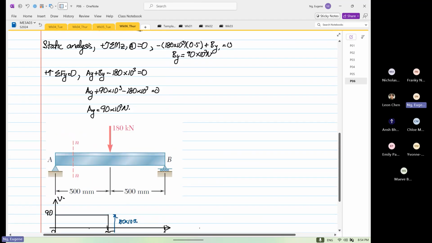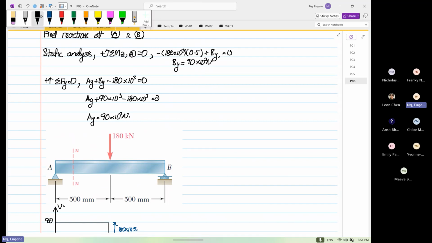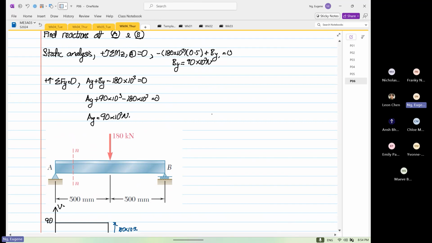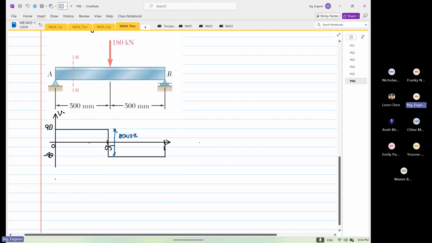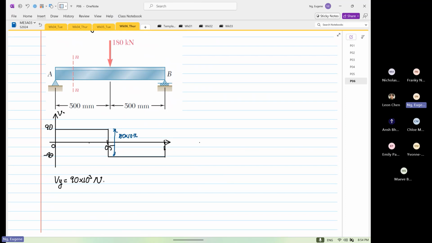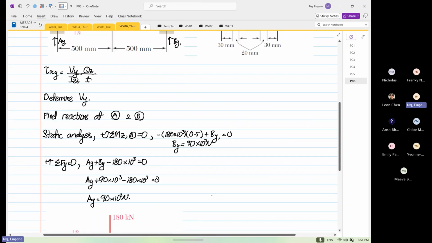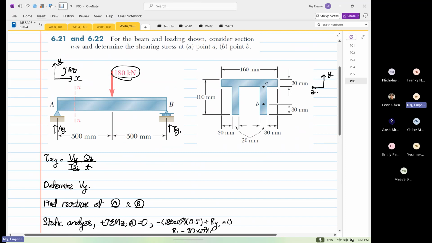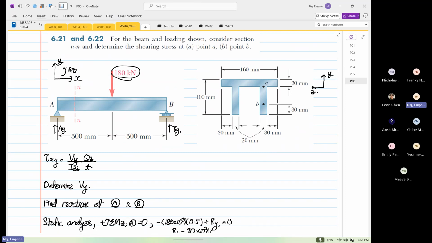So the outcome of this is what? From here, we found that Vy is equal to 90 times 10 to the power 3 Newton. And it's not equal to 180. A lot of times when students see a problem like this, they are very quick to make a judgment. Okay, it's going to be 180. It's wrong. It's going to be 90.